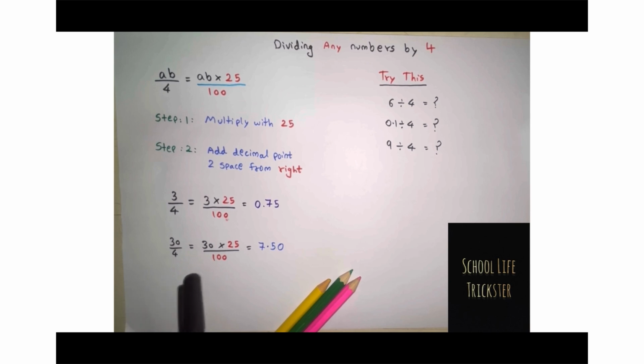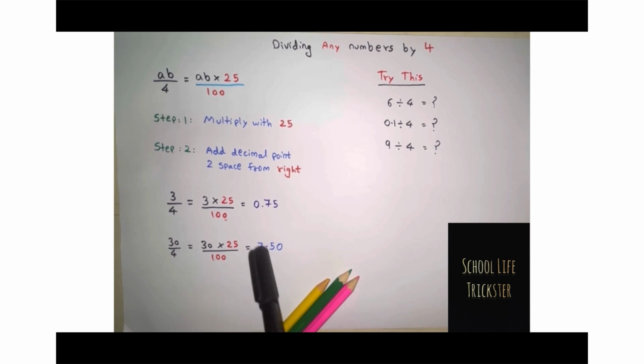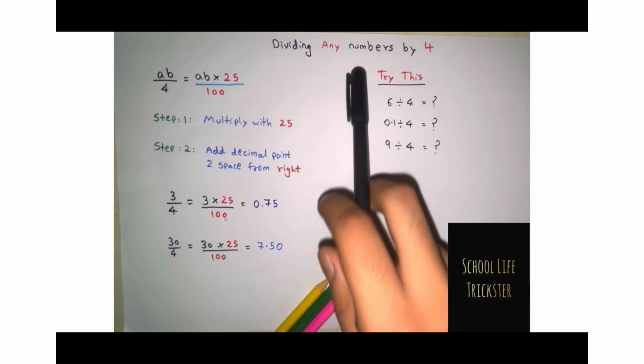30 divided by 4 equals 30 into 25 divided by 100. So 30 into 25 is 750. Now we add a decimal point from the right side at 2 places, that is 1, 2, that is 7.50. Now try this.